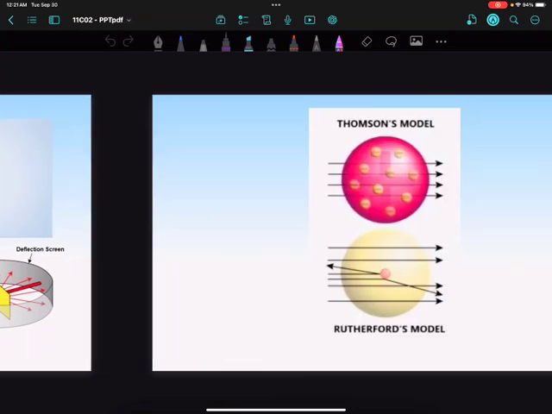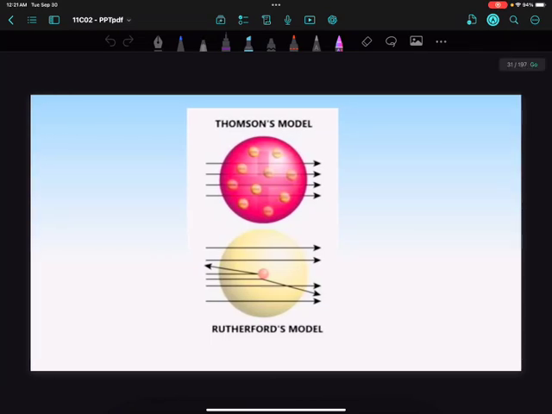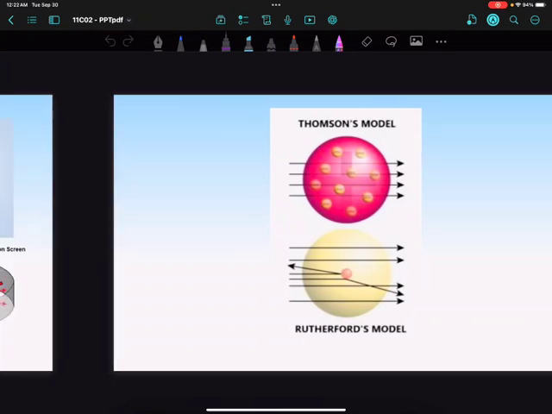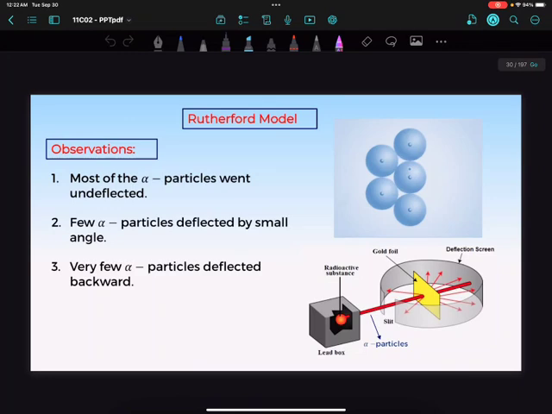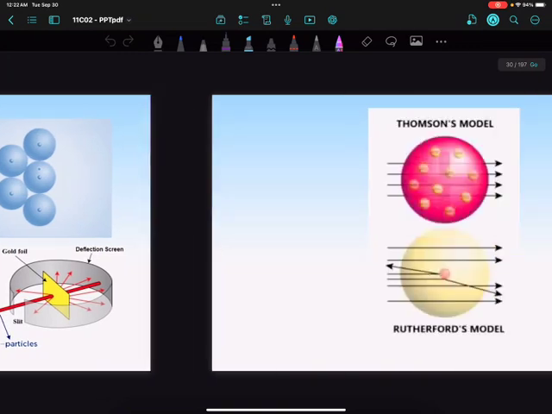So here he came to the conclusion that if there is no deviation, that means there is no change in the direction, that means there is no opposition in the direction. According to the Thomson model, the particles would go undeviated, but according to the Rutherford model, there was slight deviation in the direction. Some turned backward while a few alpha particles changed direction, deflected by small angles.